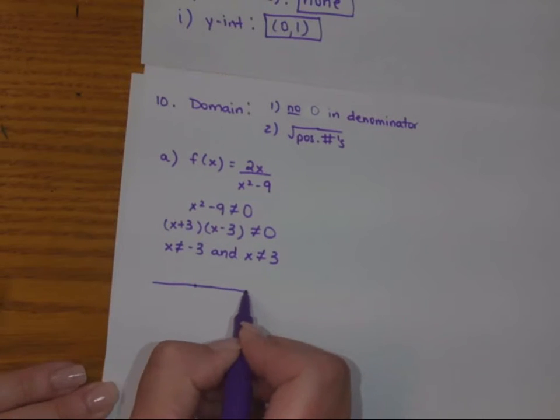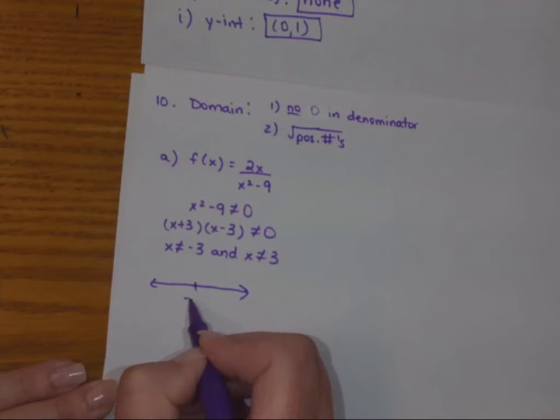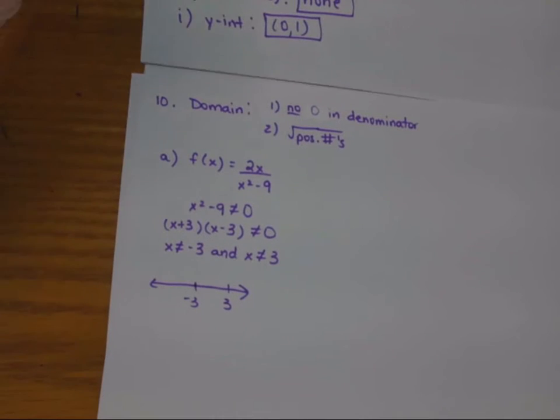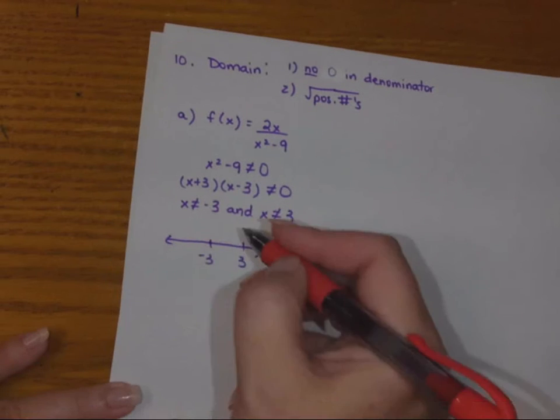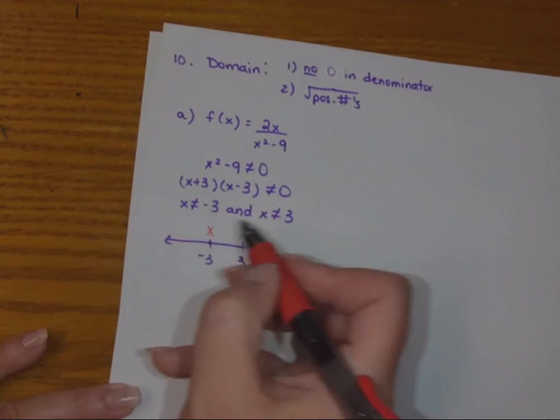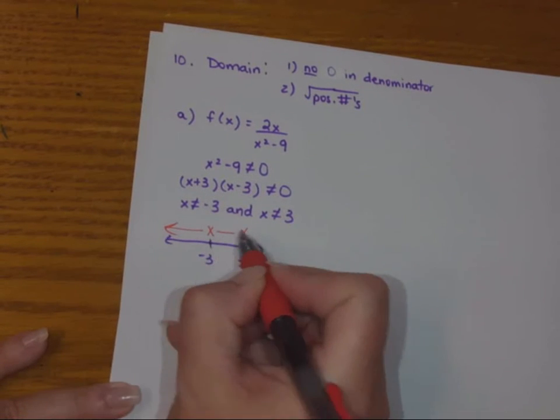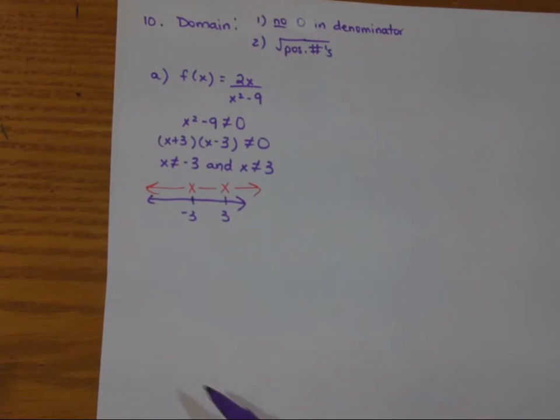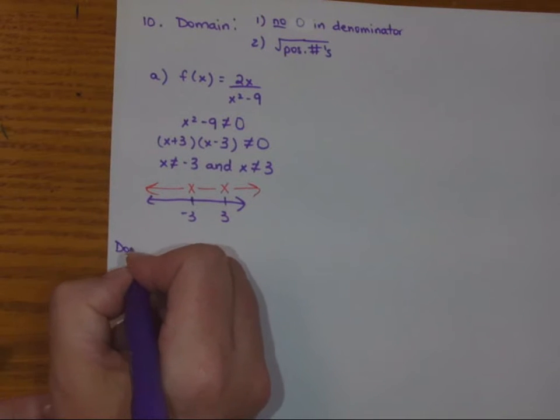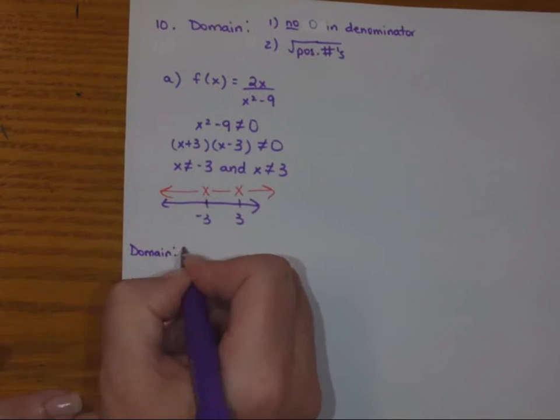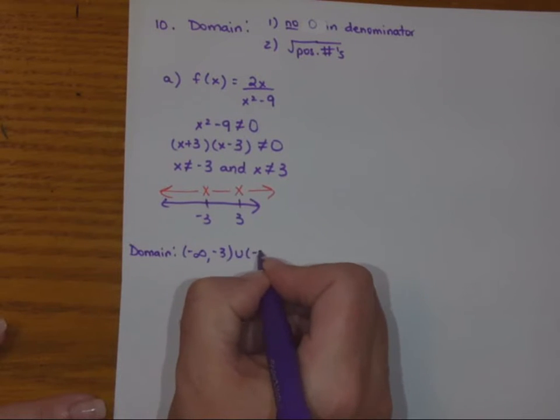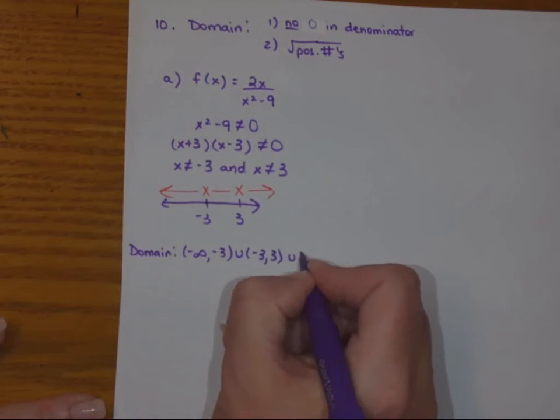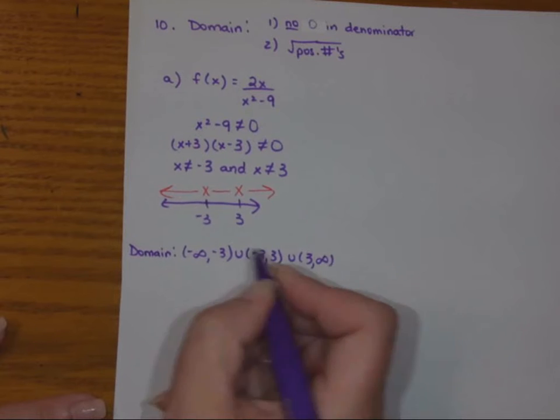when possible. So here's -3 and here's 3. Notice we want to kick out -3 and 3, but we want to include everything this way, everything in between, and everything that way. So the domain is going to be -infinity to -3, -3 to 3, and then 3 to infinity.